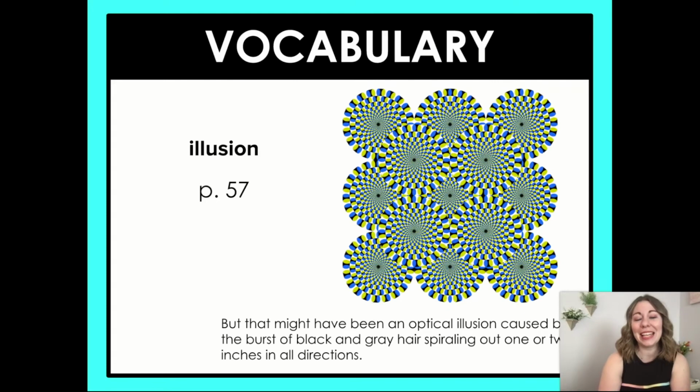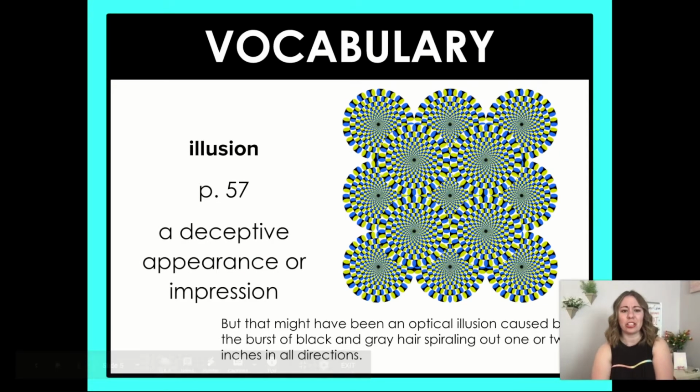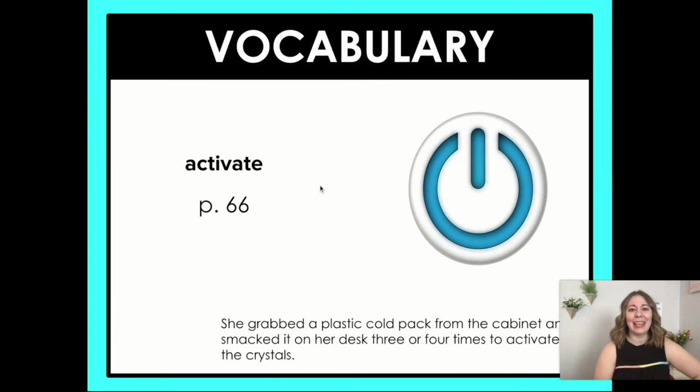And then we have the word illusion. And so this one, if you stare straight at the picture, the wheels don't move. But if you kind of look around at the picture, it starts to seem like the different little parts of the picture are turning. So try that. Pause the video and try it. And an illusion is a deceptive appearance or impression. So in this case, we're not going to be talking about an illusion like our picture, but more like a deceptive appearance.